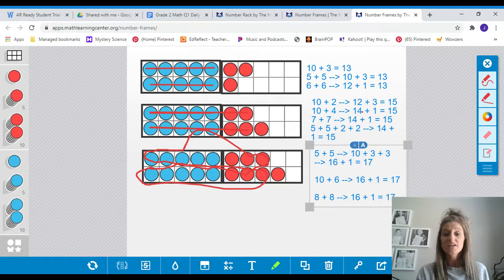So great job. And today you did a great job with this. We'll be back to practice it again. Remember, use this strategy in any number that you see and you're trying to add.